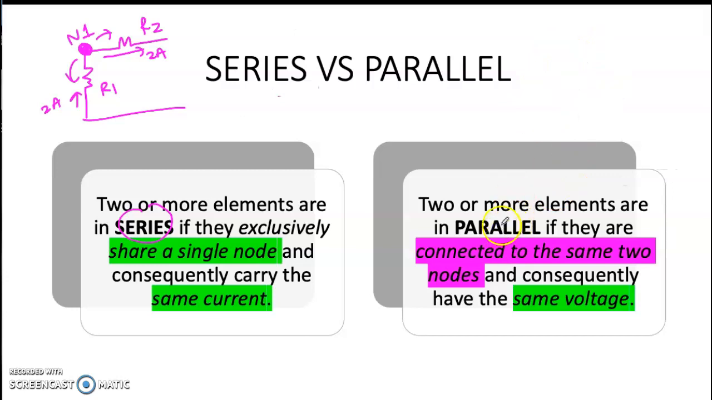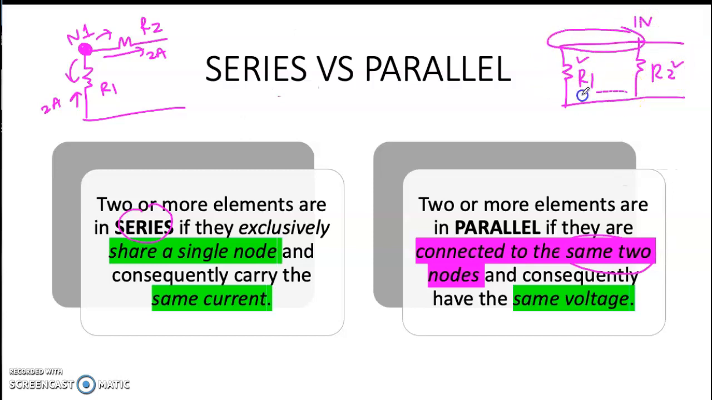What about parallel? From the word parallel, it says it is connected to the same two nodes. So let's say here we have R1 and then we have another one here, R2. Okay, so how many nodes do we have here? We have two branch here, R1 and R2, and the above one here is one node and the below one here is another node. Okay, so when these two elements R1 and R2 are connected to the same two nodes, means at node 1 and node 2 they are having the same node.